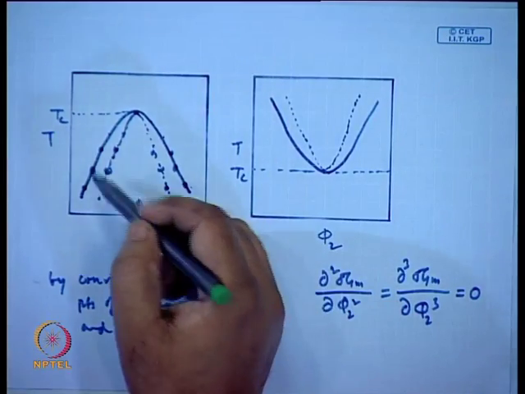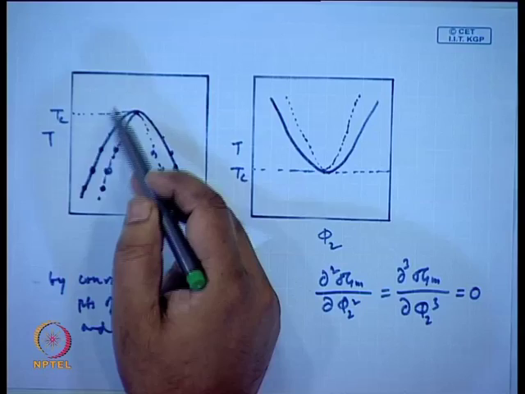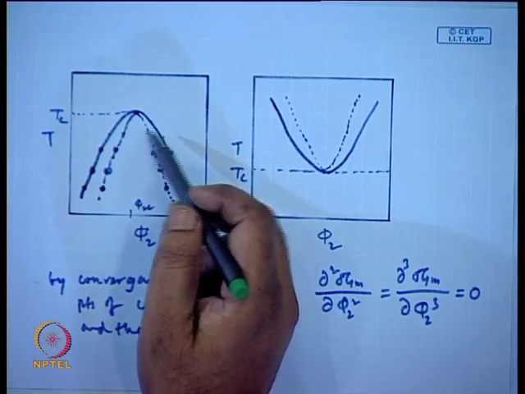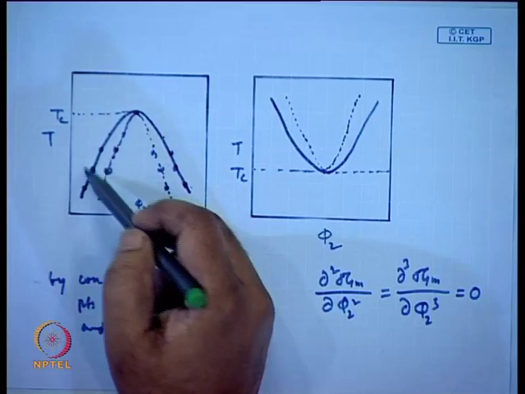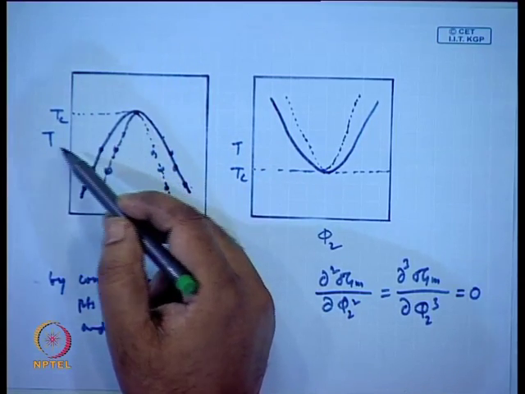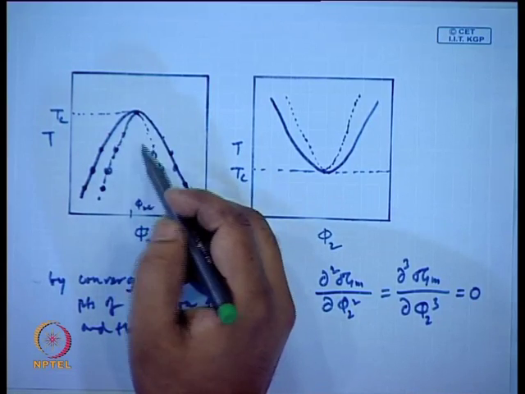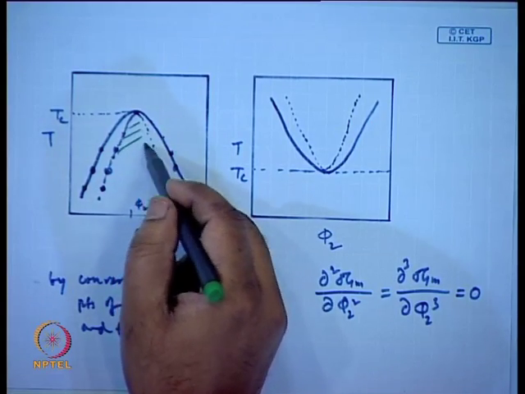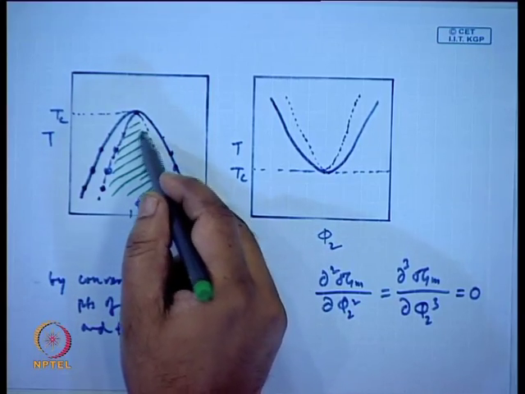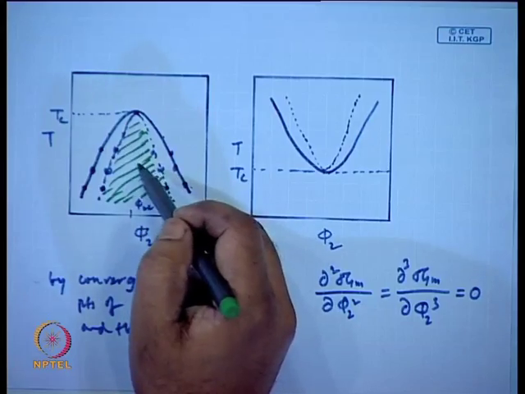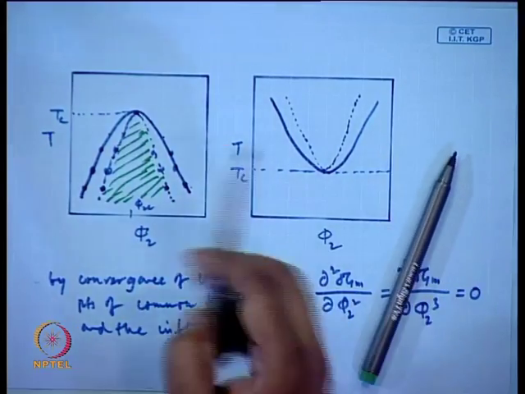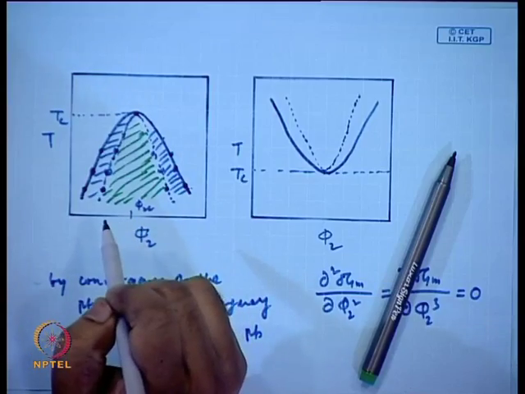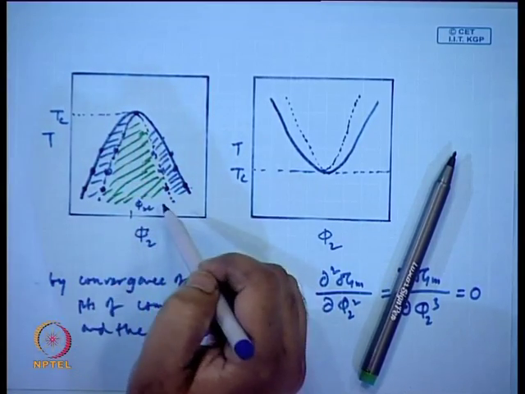So, what about these regions then? Any composition above this solid curve will be completely soluble. Okay, they will have a single phase. So, any point in this region will have a single phase. Any point within this region will be completely insoluble. They will first separate out, and any point here would be a metastable point.